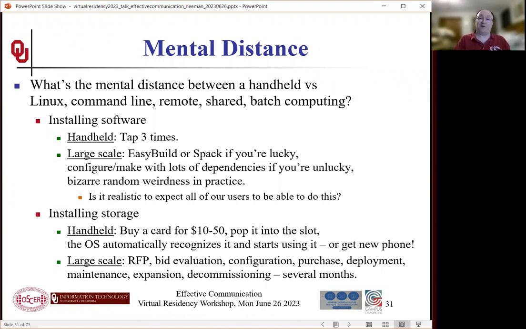If you're going to do that on a supercomputer, what's it going to take to install a user application? Well, if you're lucky, you can do it with Easy Build or Spack, right? Which are tools for building software. If not, maybe you have to do that configure, make, install thing. And hopefully there aren't a lot of dependencies where you have to install something else first.